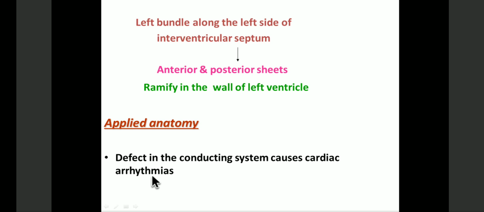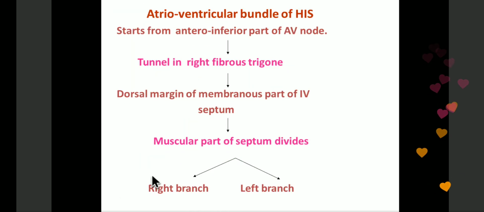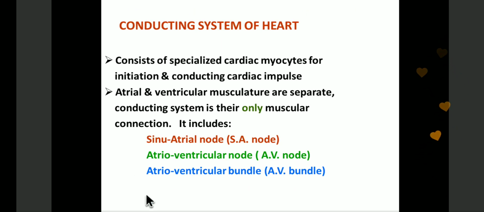So, three important components of the conducting system of the heart: the SA node, the AV node, and the atrioventricular bundle of His, with its two muscular bands, the right and the left. So, the impulse goes from the SA node to the AV node to the bundle of His, with its two muscular parts, one going towards the right, another towards the left, so that the impulse from the SA node that is present in the right atrium, which is also called the pacemaker of the heart, can reach both the ventricles, and ultimately the rhythmicity of the heart is maintained.